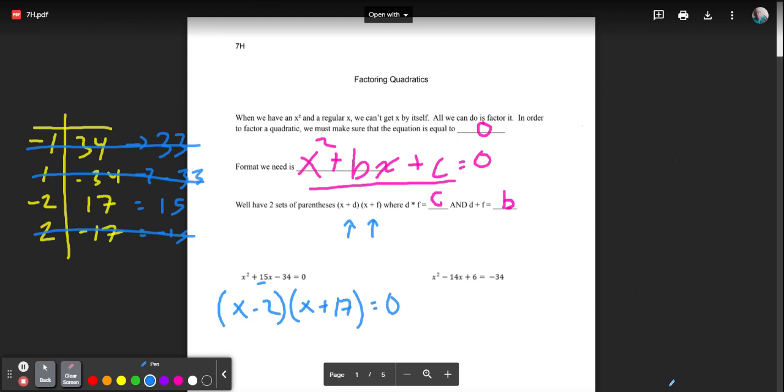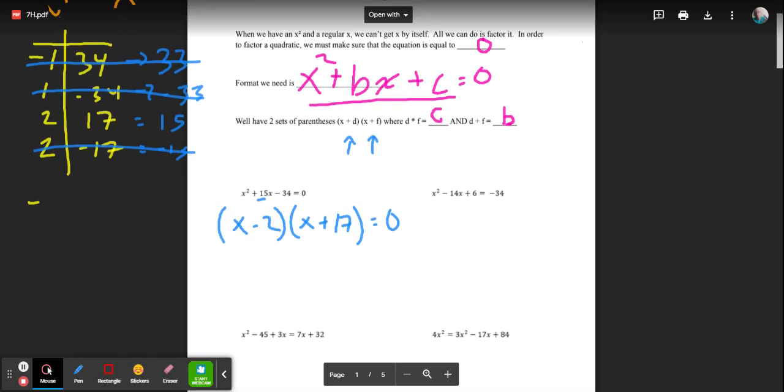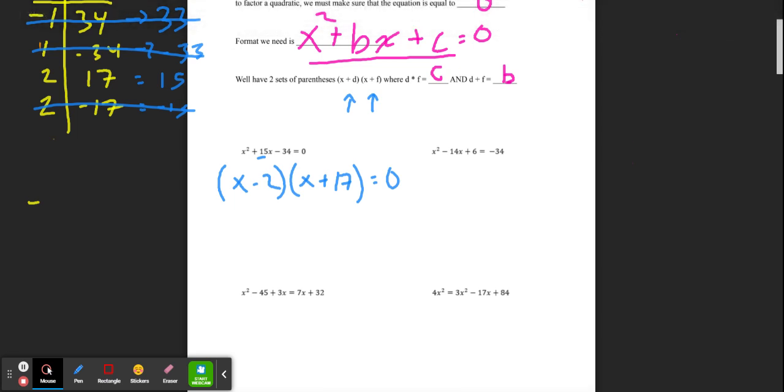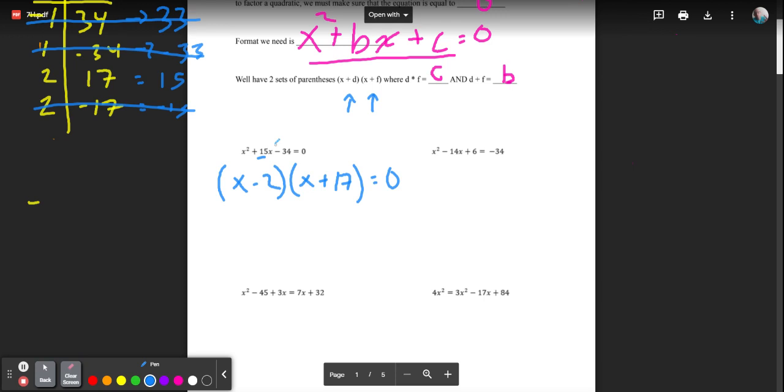If you remember the FOIL method, okay, basically we're taking this and we're unfoiling it. We're putting it back into two separate parentheses here. That's really what factoring a quadratic ends up being. Okay, so I have x minus 2 times x plus 17 equals 0.